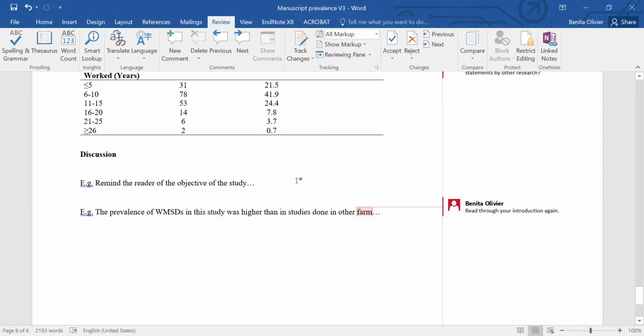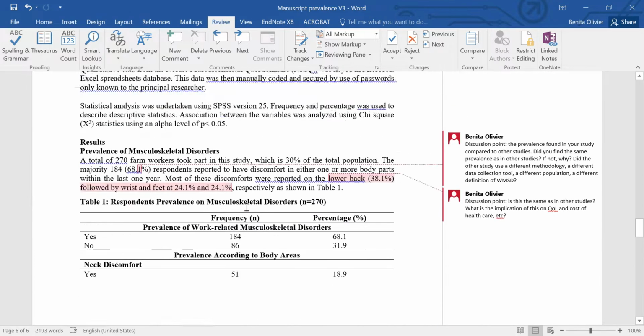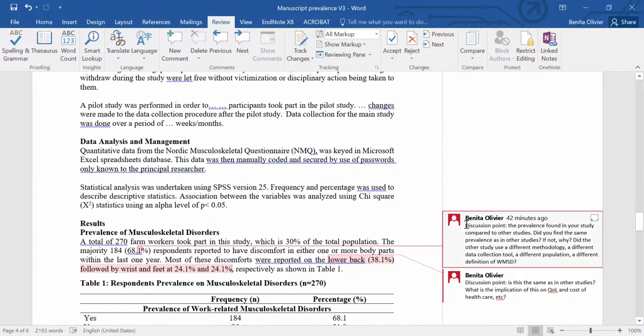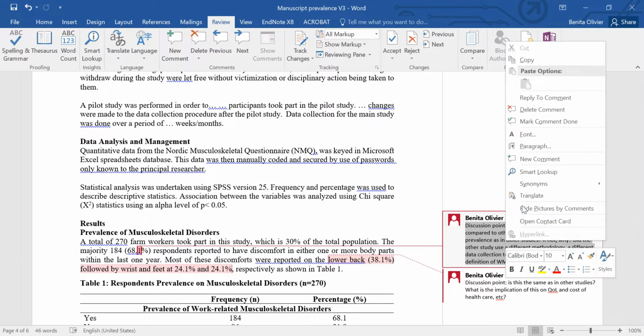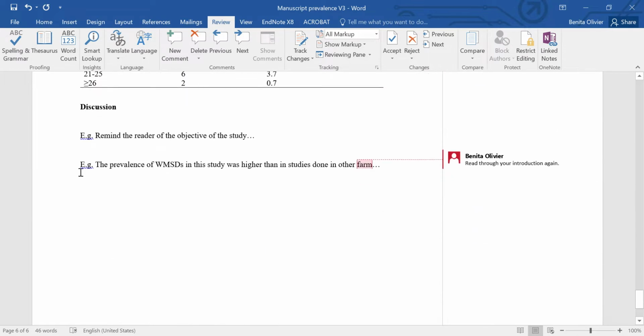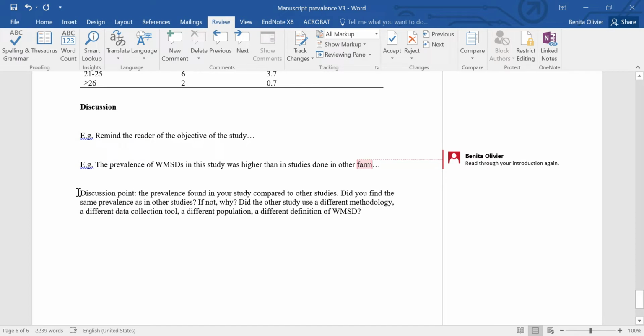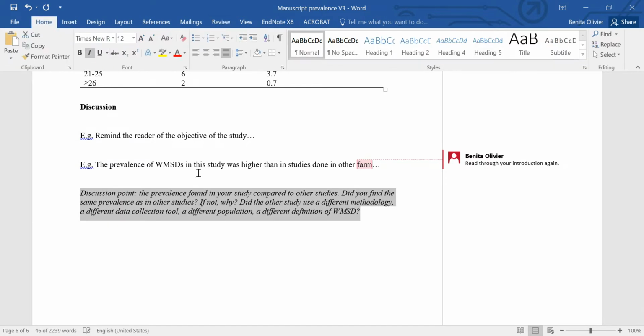Then what you can do, because you've already made your notes in these comment boxes, you can copy this comment and paste it in your discussion section. And make sure that you italicize it in some way so that you are very clear that this was just your notes, because you need to formulate it properly.